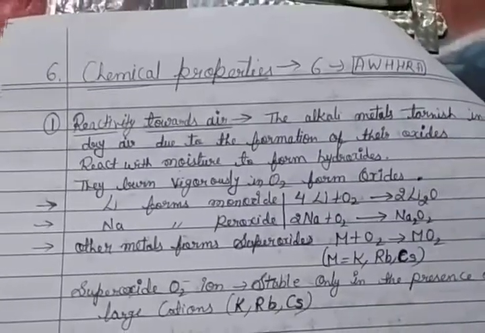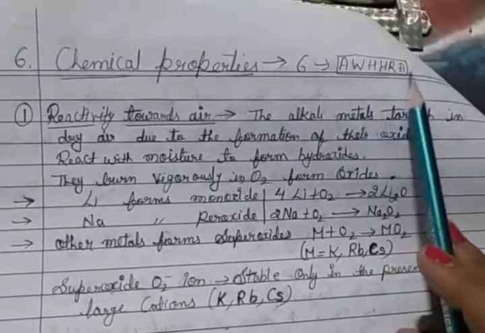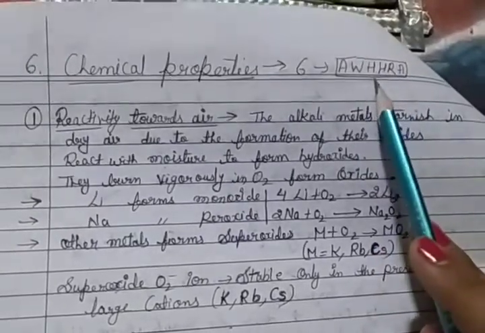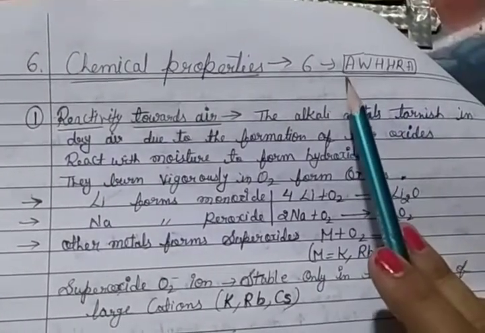Chemical properties of the alkali metals. So there are 6 chemical properties given in your textbook. This is an important point you have to learn. The first is reactivity towards air.